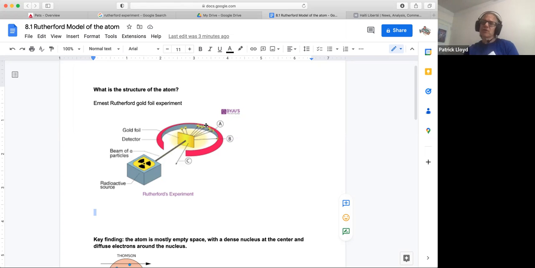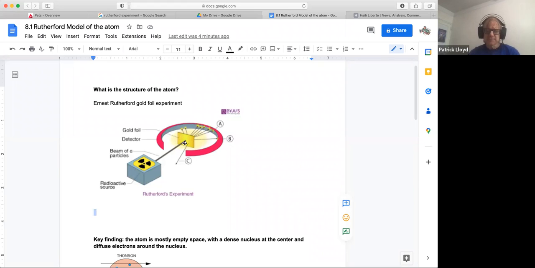And the conclusion from that is that there was just nothing for them to collide with. So the vast majority of these alpha particles did not come into contact with anything, which means that most of the space of those gold atoms is pretty much empty, nothing to interact with.